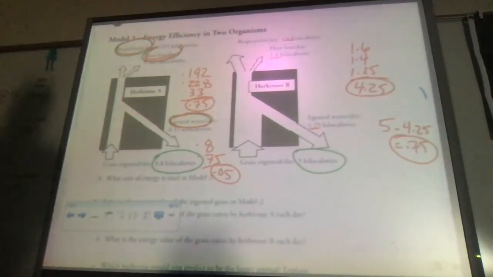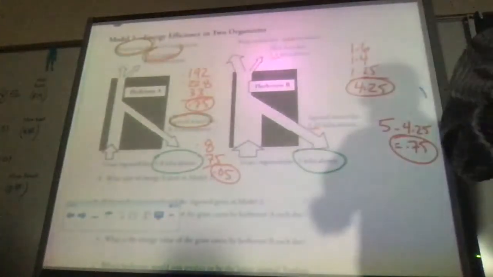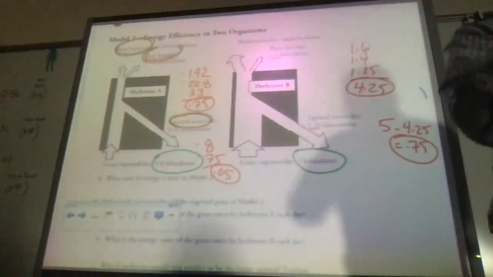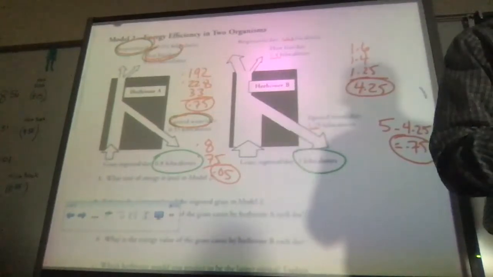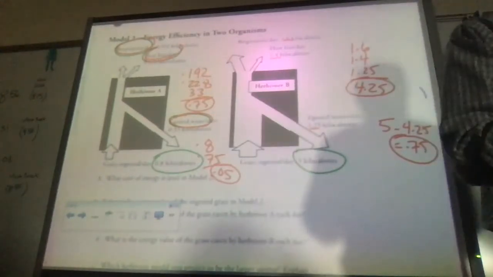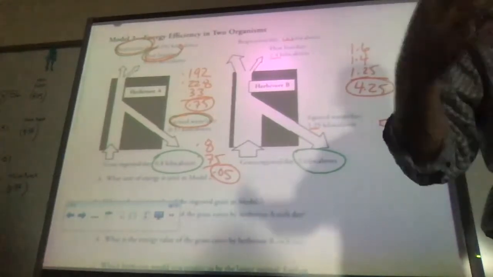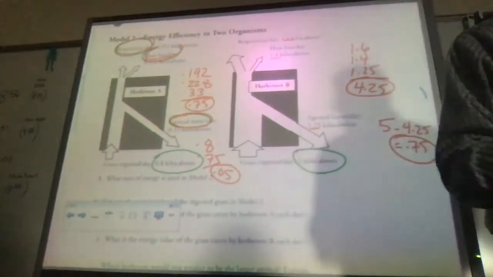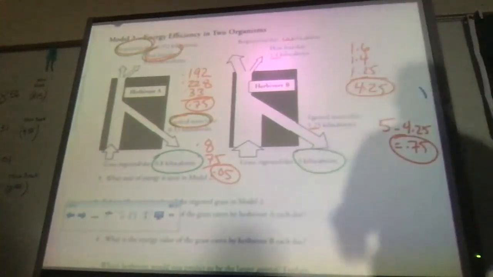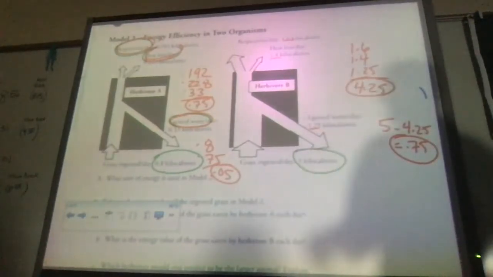If you're going to build biomass, you have to take atoms from your food and build them into new body tissue. That means you have to make new chemical bonds. When you make new chemical bonds, that requires energy. So you have to put energy in to build biomass. You cannot build biomass if you don't invest energy.